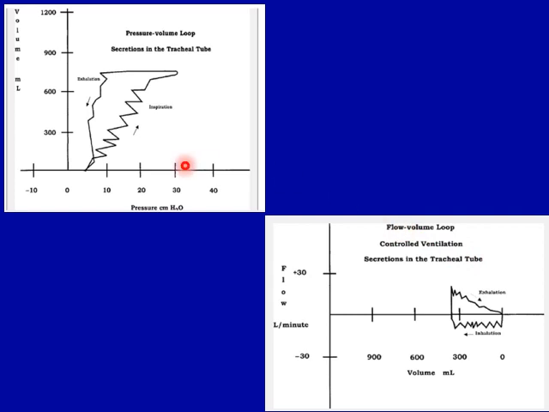Now we can see this loop, which is a pressure volume loop. There are a lot of serrations and disturbance in this loop. This indicates a lot of secretions are present in the endotracheal tube. Same you can see in the case of the flow volume loop. Here also, during the inspiration and during the expiration, there are a lot of irregularities and serrations in the loop. This indicates secretions are present in the endotracheal tube.